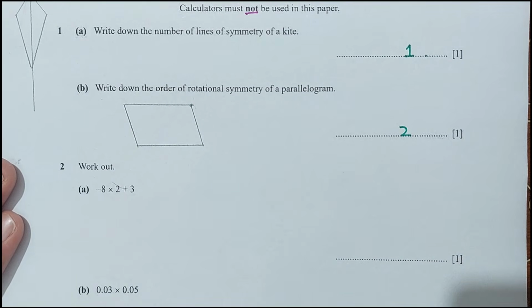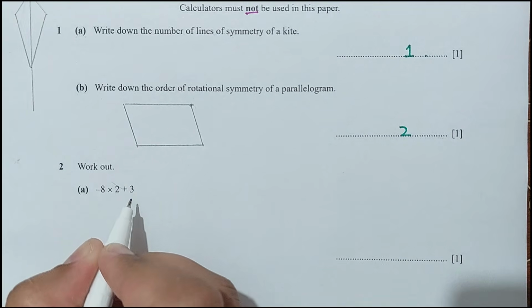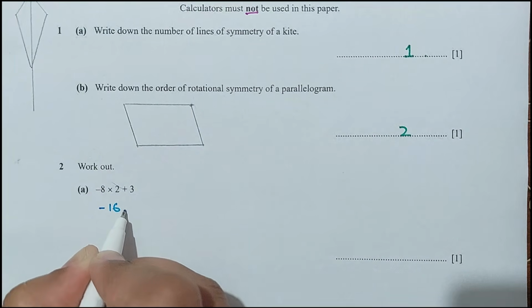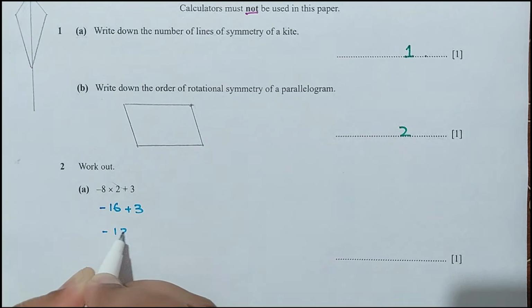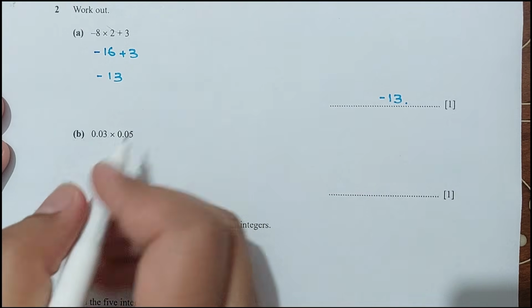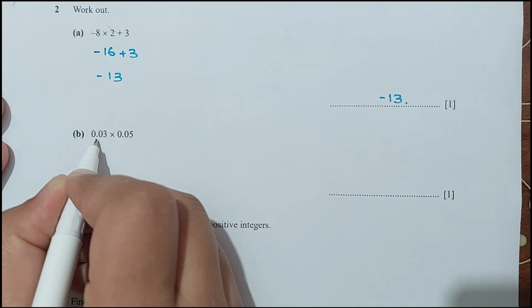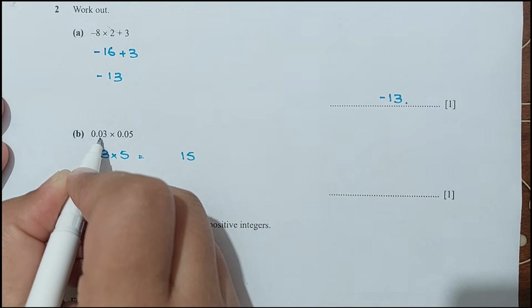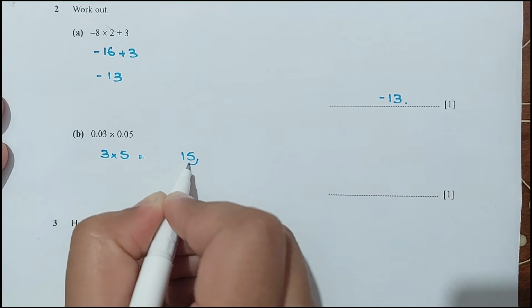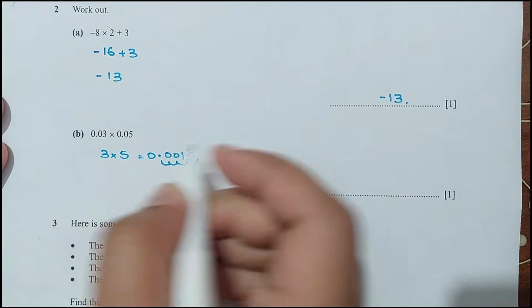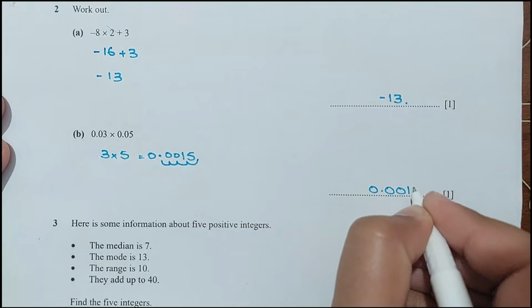Question number 2, work out. Part A, first you do the multiplication and then we have to add. 8 times negative 2 is negative 16, and then plus 3, this would be negative 13. So the answer is minus 13. Part B, we have to do 3 times 5, which equals 15. The answer should have 4 decimal places: 1, 2, 3 and 4. So we have two zeros in the middle, and the answer would be 0.0015.